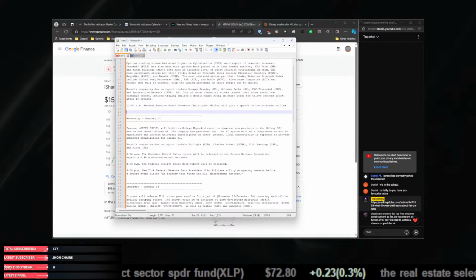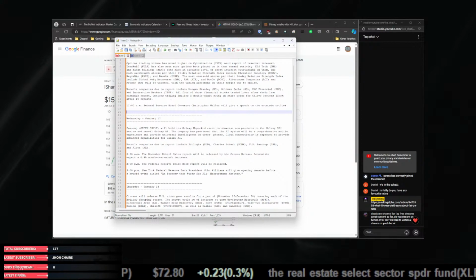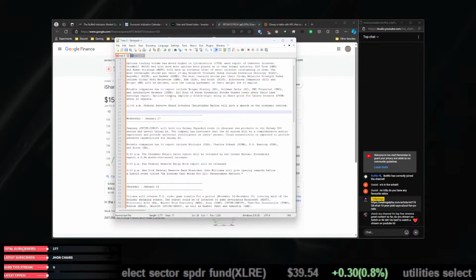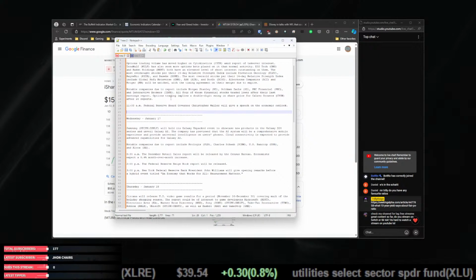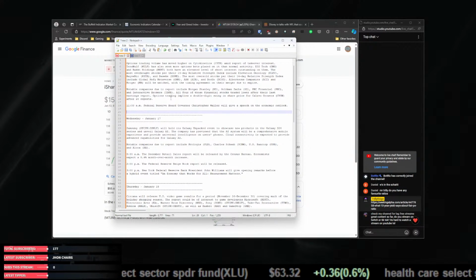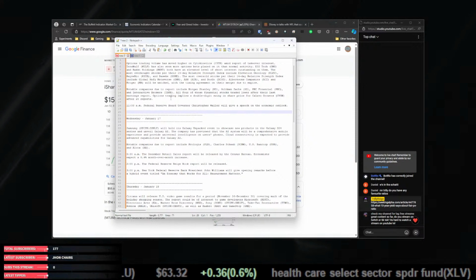And then 11 a.m. we have the Federal Reserve Board Governor Christopher Waller giving a speech on the economic outlook this year. So that's definitely worth checking out. We all know Fed has big movements on the market whenever they give a speech.